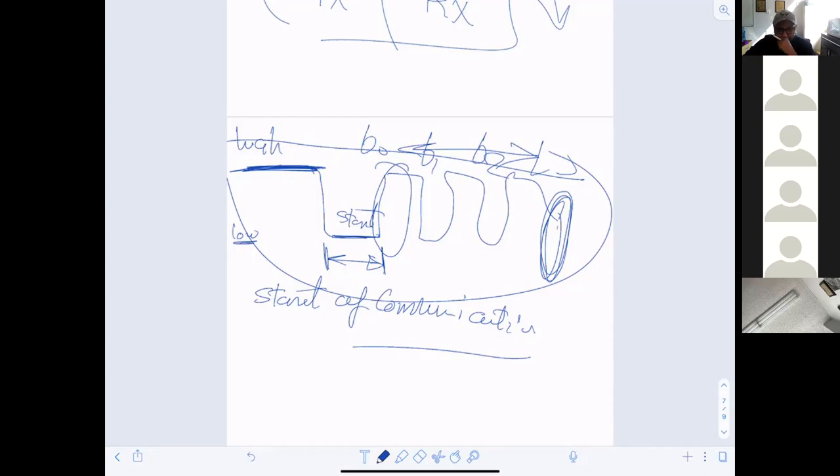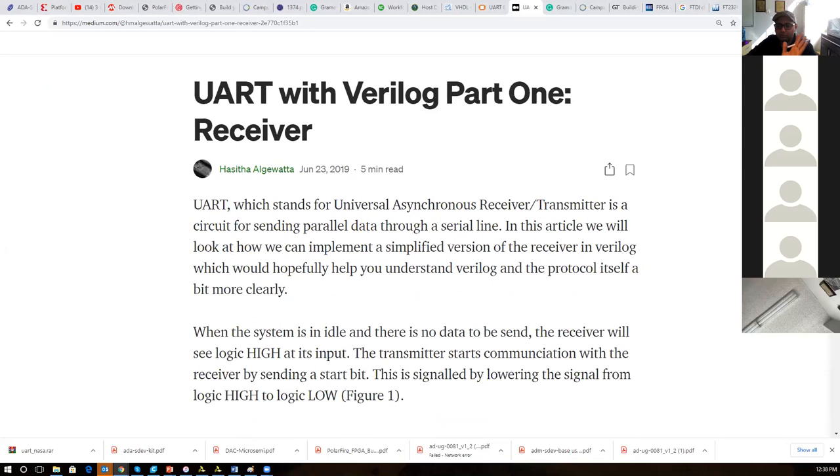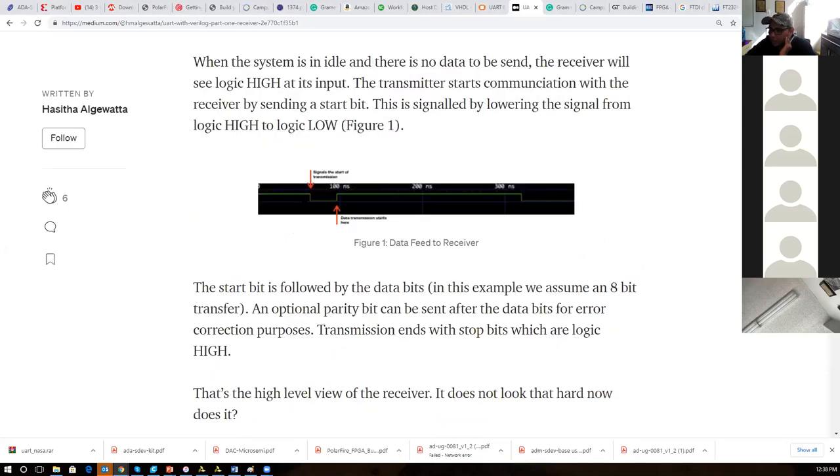Any question? Okay, let me share with you whatever I found as material about the UART on the internet. So if I open my screen here and say yes, I go there. Here is a very nice blog talking about the UART. Exactly as I told you, here the line is high. Can you see my cursor?